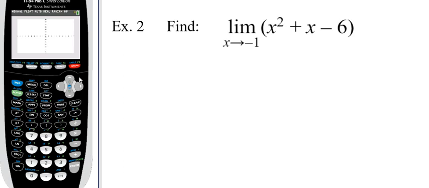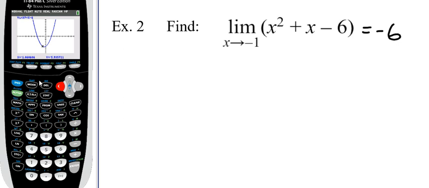And no surprise when you look at this graph, it's going to be a parabola because that x squared, it's going to be shifted down because of the -6. It's shifted a little more because of the x as well. But there's a look at our graph. Let's trace that graph. And as I get my cursor closer and closer to -1, it looks like my y value is getting closer and closer to -6. So I think maybe the answer is -6.